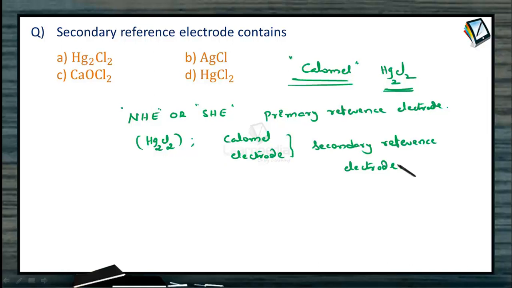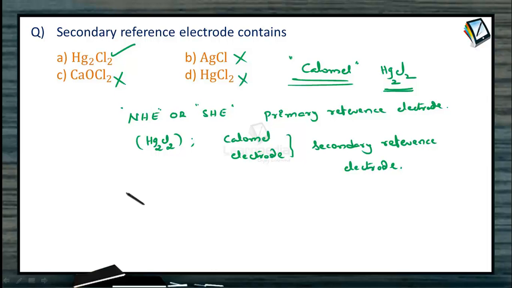And therefore, the answer is very clear from the formula itself. Hg2Cl2 is the calomel which is used in making a secondary reference electrode. AgCl, CaOCl2 (bleaching powder), and mercury chloride are wrong. But what is the half reaction involved, and what is the method by means of which it can be used as a secondary reference electrode?